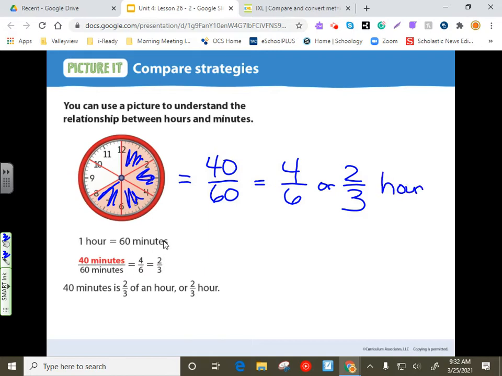Again, you can use fractions of a time if you talk in terms of parts of an hour. So that's what we did in the example. That's what we did here.